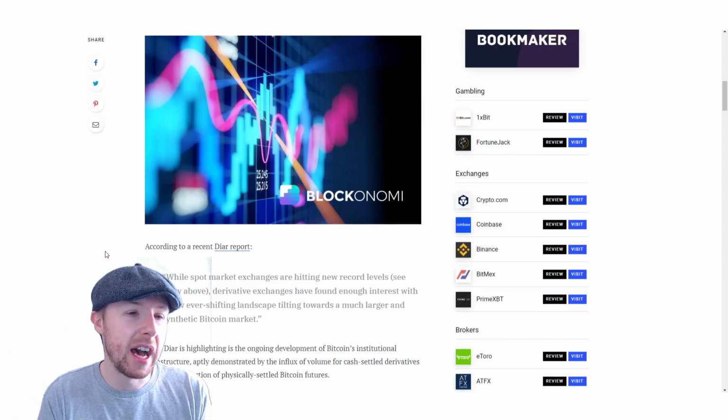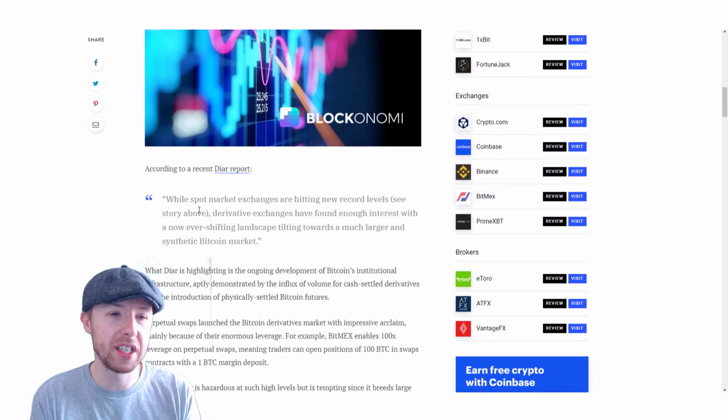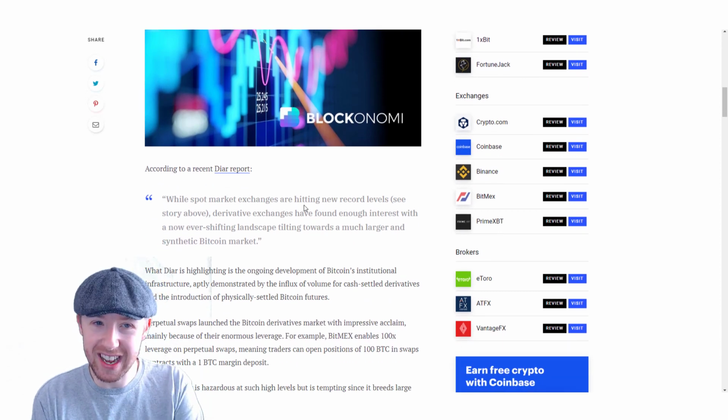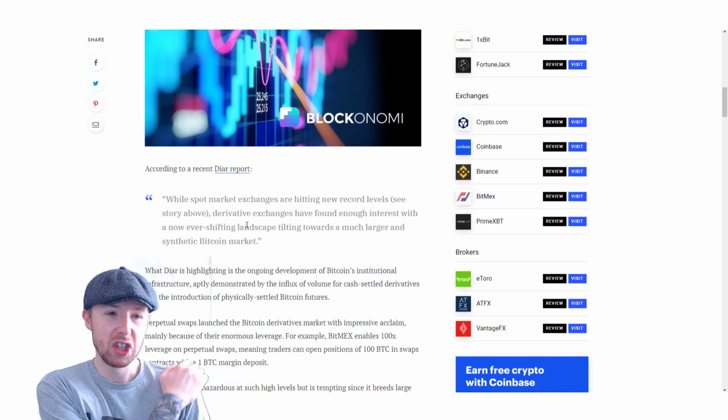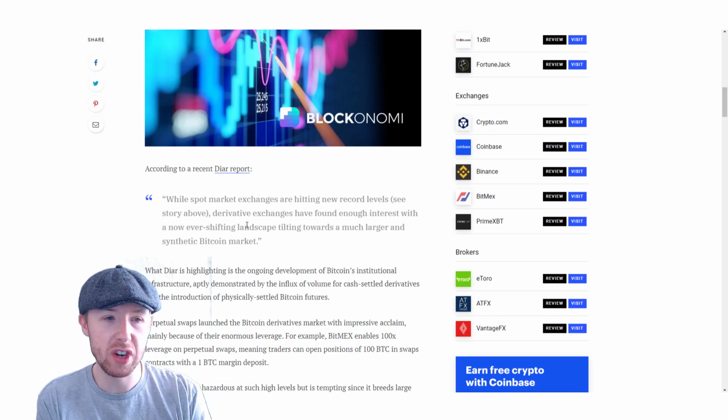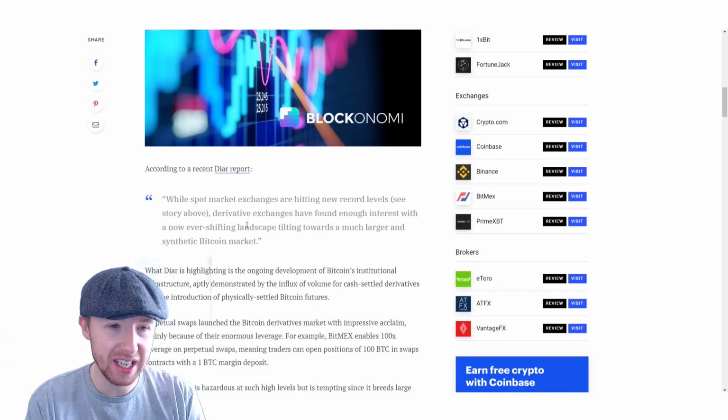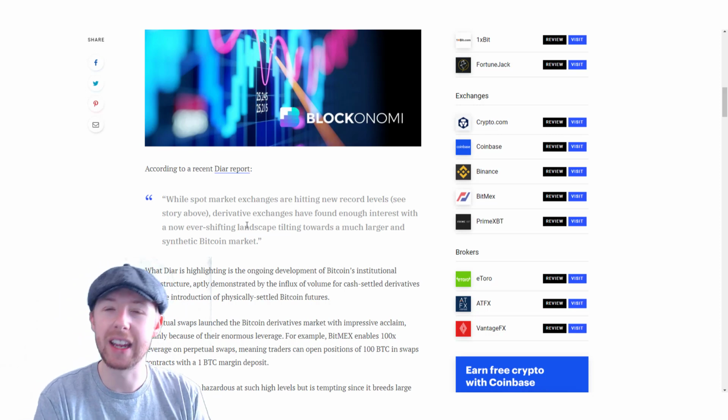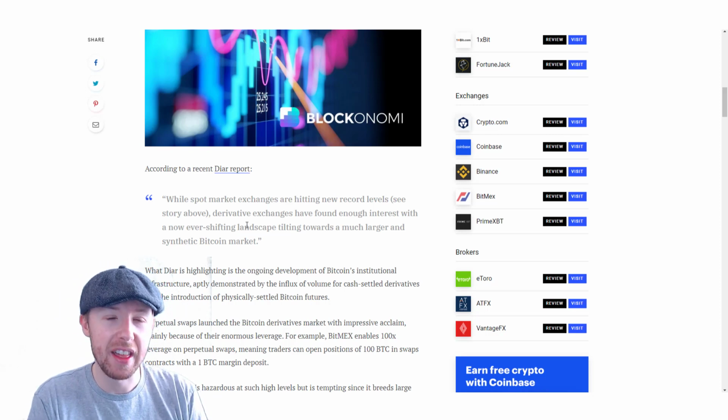We all know that. In terms of how it works, while spot price exchanges are hitting new record levels, derivative exchanges have enough interest with a now ever-shaping landscape tilting towards a much larger synthetic Bitcoin market. Now, there's a lot of arguments saying that the futures markets and stuff like that have ruined Bitcoin.